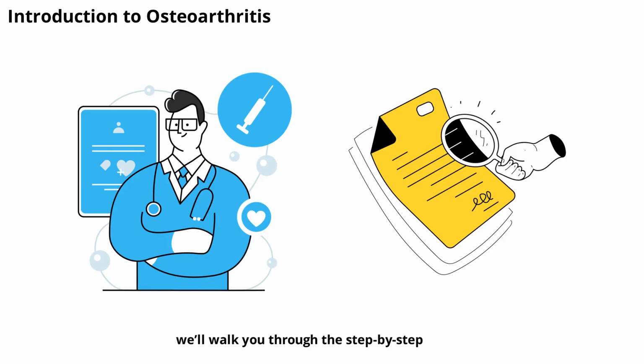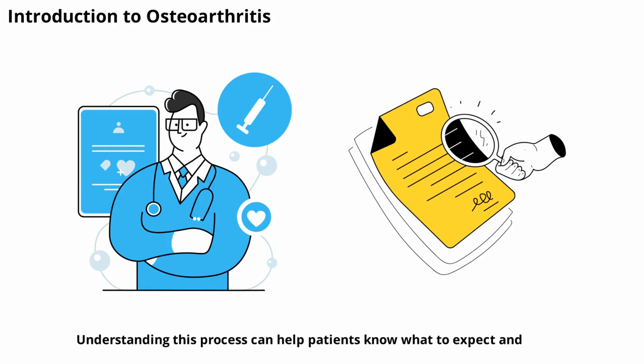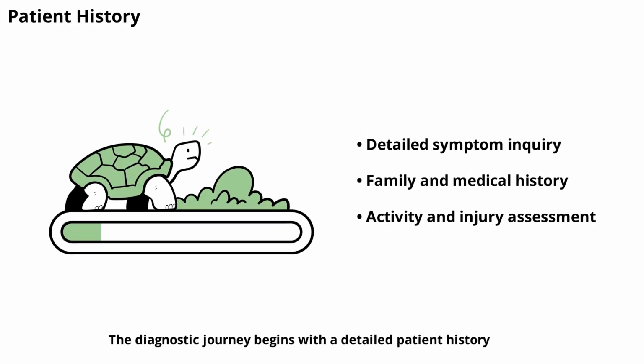In this video, we'll walk you through the step-by-step process doctors use to diagnose osteoarthritis, from the initial consultation to confirming the diagnosis with imaging and laboratory tests. Understanding this process can help patients know what to expect and why each step is important for accurate diagnosis and personalized care. The diagnostic journey begins with a detailed patient history.